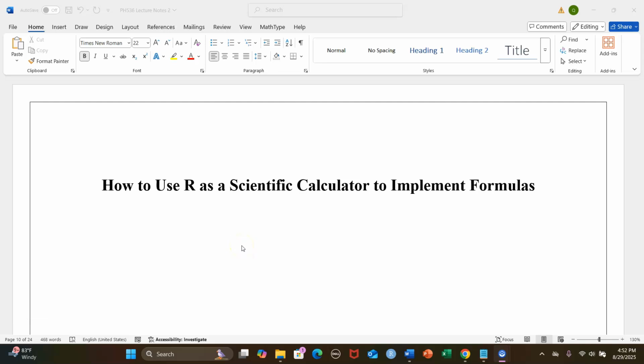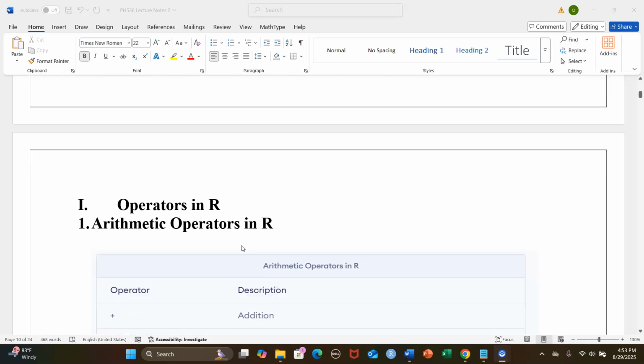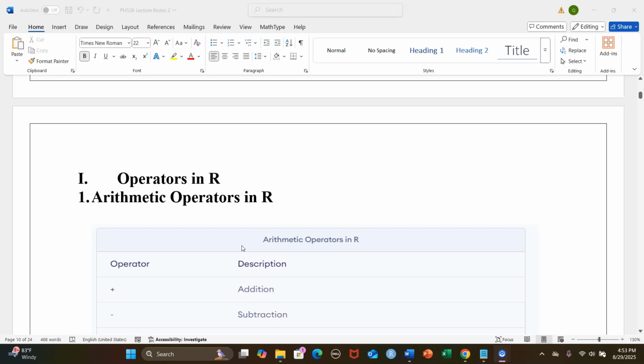Hi, in this brief video, I want to talk about how to use R as a scientific calculator to implement the formulas for statistical analysis. So the idea is to use the calculator to implement formulas in statistics. It's a formula-based approach so that you can understand what's really going on behind the scenes when you run statistical software. Let me review operators in R.